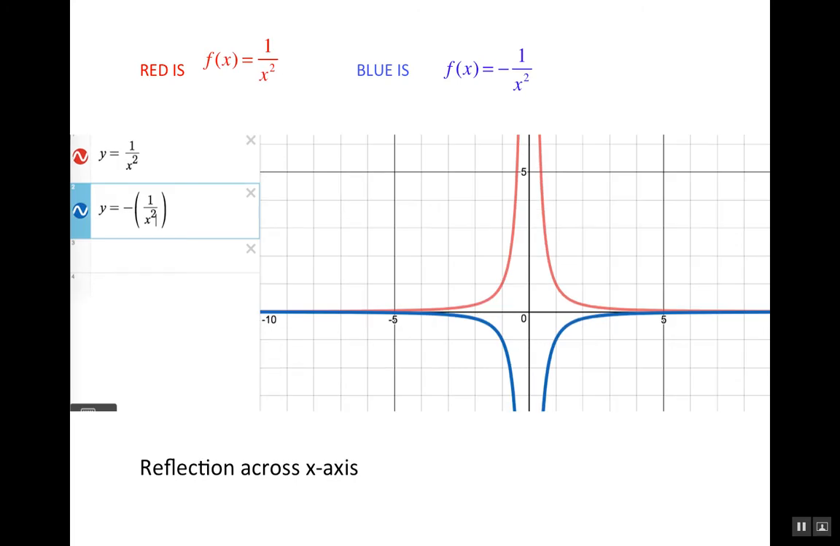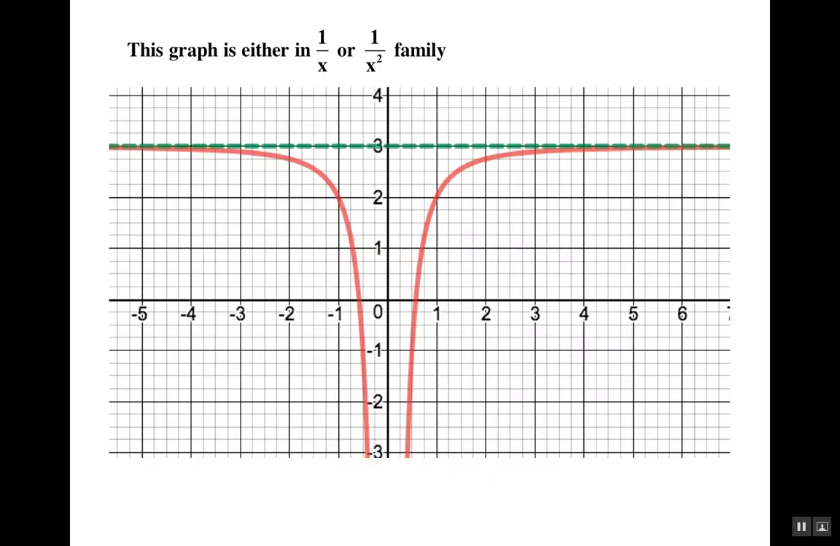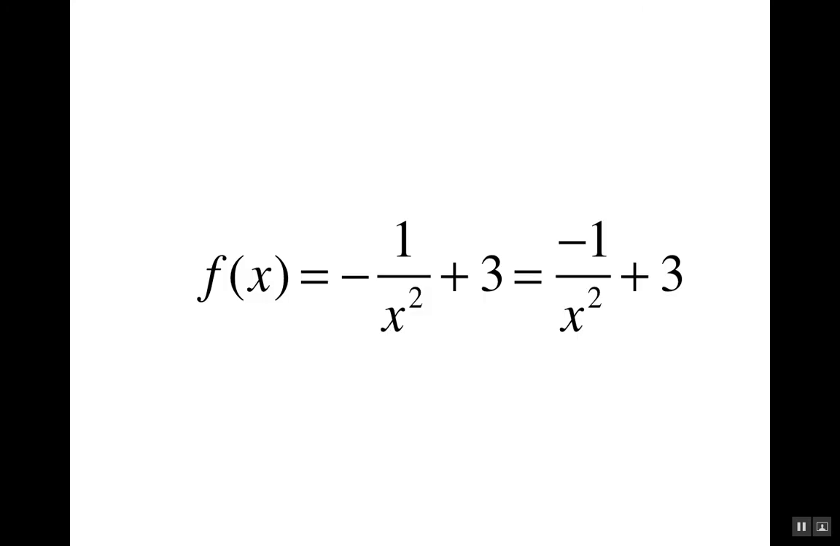For our even-powered function, 1 over x squared, again we see 1 over x squared in red and minus 1 over x squared in blue. Once again, a reflection across the x-axis. This graph is in the 1 over x squared family. It has been reflected across the horizontal, hence multiplying by a negative, and it has moved up 3 units. First we reflect across the horizontal, then we move the graph up 3 units.